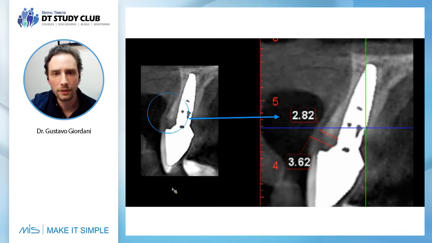Implant in the correct position. Buccal bone to protect the implant and to have a rigid support for the soft tissue. Soft tissue thickness of more than 2 millimeters. We have here more than 3 millimeters. So this is very stable.